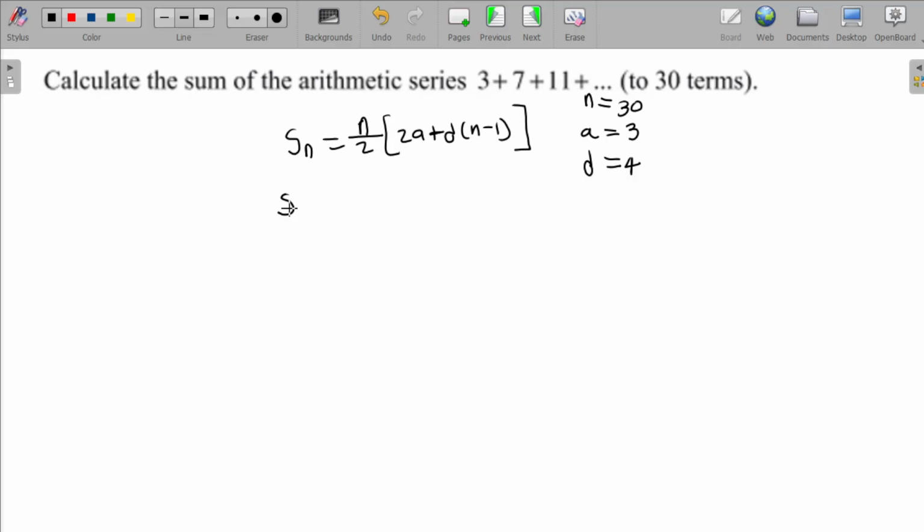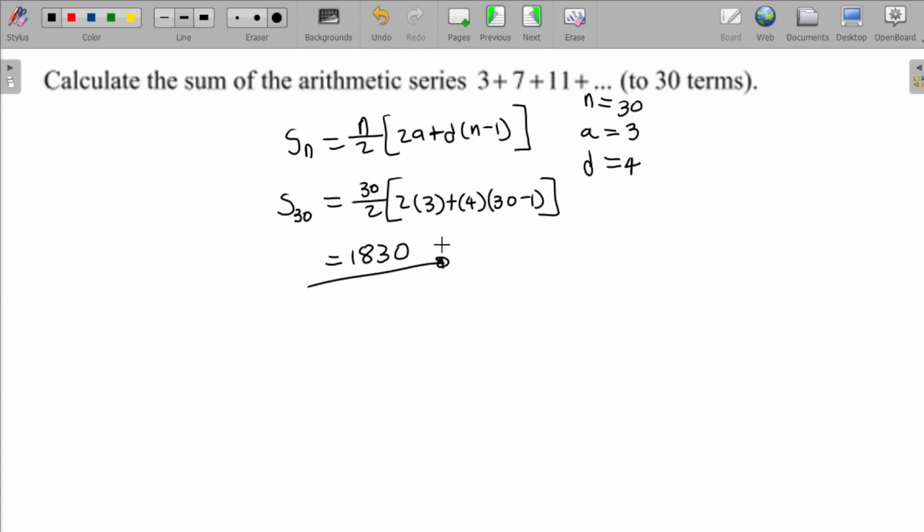Then we go straight and calculate the sum of the 30 terms, which is equal to 30 over 2 times (2 into 3 plus d into 4, and then my n is 30 minus 1). So 30 over 2, and 2 into 3 plus 4 times (30 minus 1). And then I get an answer of 1830. Simple and straightforward, calculating the sum.